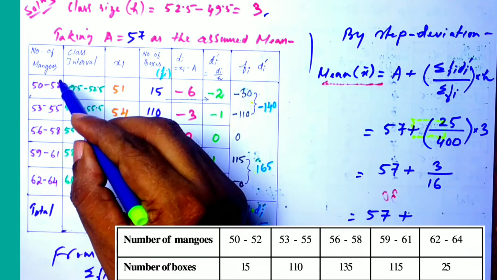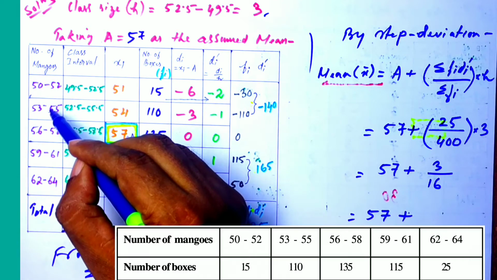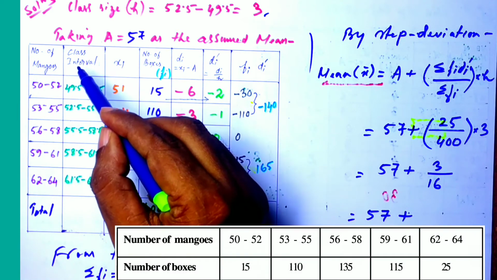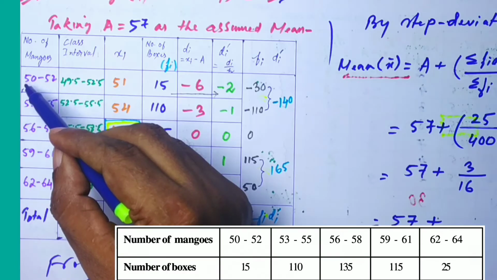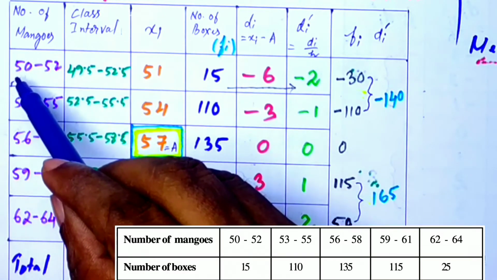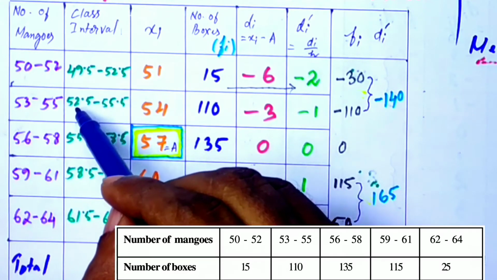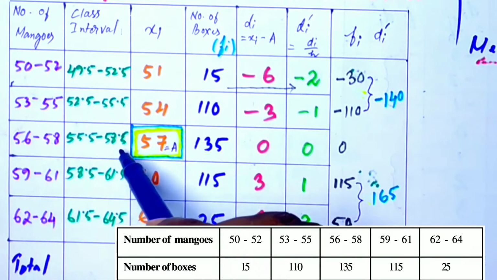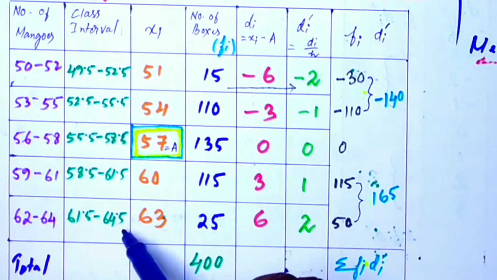We draw the table. Number of mangoes we write 50, 52, 53, 55. Since it is having a gap of 1, we made the class interval by subtracting half from the lower limit and adding half to the upper limit. So it becomes 49.5 to 52.5, 52.5 to 55.5, 55.5 to 58.5, 58.5 to 61.5, 61.5 to 64.5.